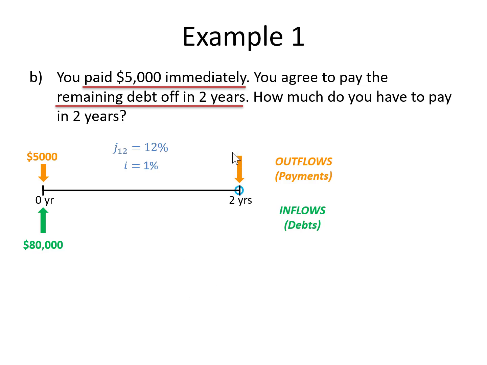So here I'm trying to determine this amount of money at 2 years. In the previous scenario, we moved the $80,000 into the future to calculate that value. But that's not going to work this time because I have this $5,000 initial payment. It's not like I'm going to pay the interest related to the full $80,000. Instead, I'm going to calculate the net amount at this point.